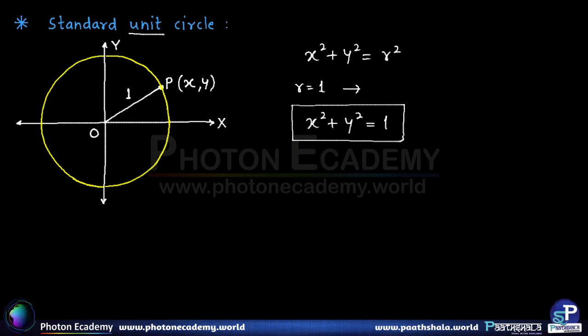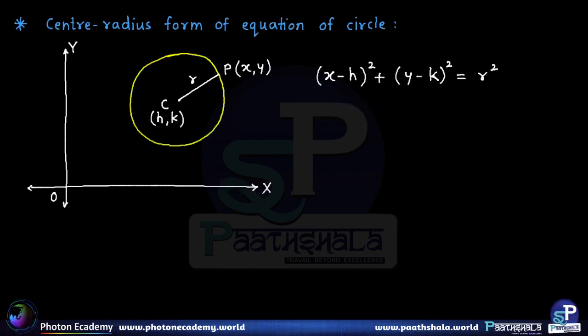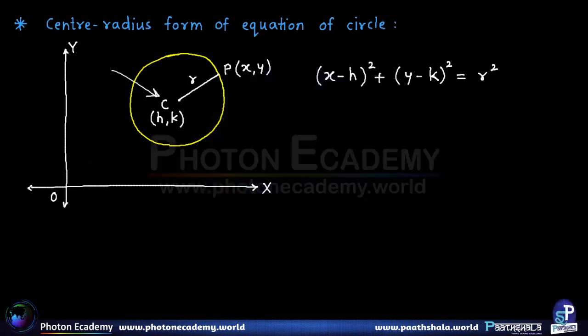Now see, we may not have a circle every time with its center at the origin. So how do we find the equation of a circle if its center is at some general point? This is where we use something called the center radius form of the equation of the circle. Let's consider that the center of the circle is at some point, say h, k, and r is the radius of the circle.